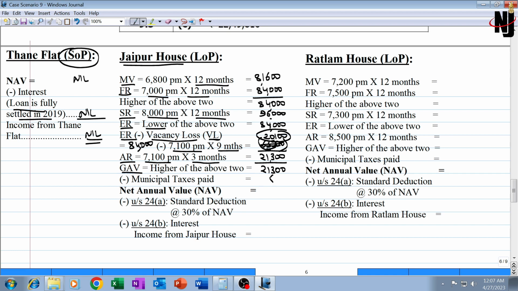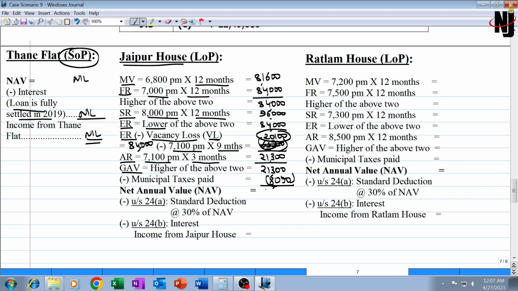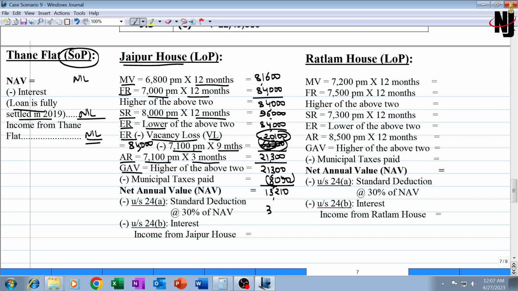So now we'll subtract 8,090, municipal taxes actually paid. The balance will be 21,300 minus 8,090, 13,210. That is the NAV. We have been asked to calculate only NAV right now, but we are proceeding further and finishing it off. 13,210 minus standard deduction. Standard deduction will be 30% of 13,210, which is 3,963. And there is interest also.